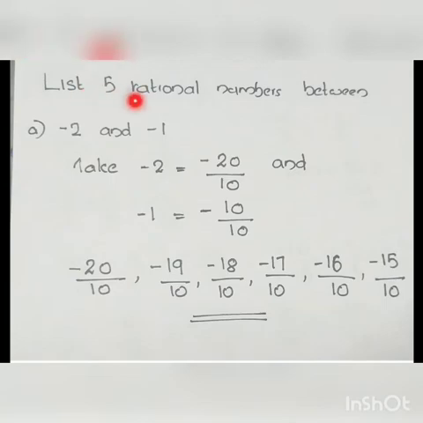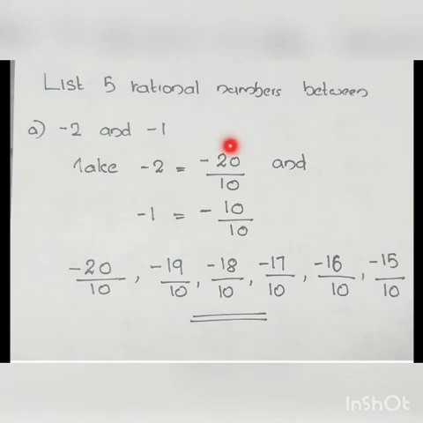But here I need 5 rational numbers, isn't it? So in order to get 5 rational numbers, I took the denominator 10. So negative 20 by 10 is the same as negative 2, isn't it? When I divided negative 20 by 10, I got negative 2 itself. So I am writing negative 2 as negative 20 by 10. You can take any number, but in order to get 5 rational numbers, I am going for 10. Similarly, negative 1 I can write as negative 10 by 10. So negative 2 and negative 1 I expressed as negative 20 by 10 and negative 10 by 10.